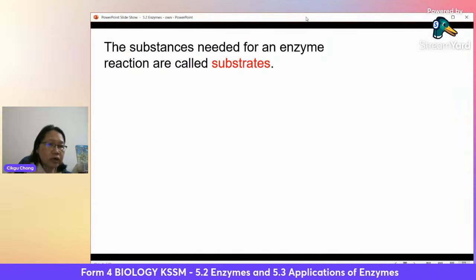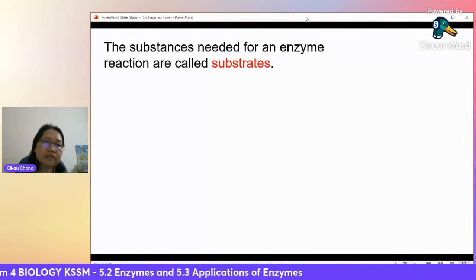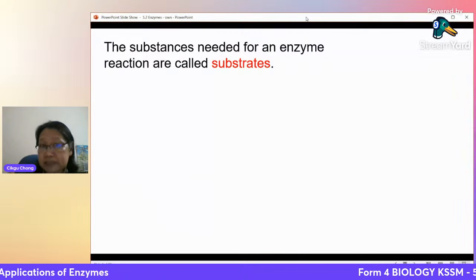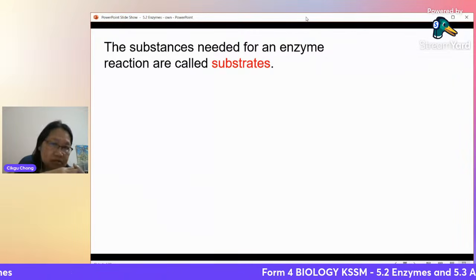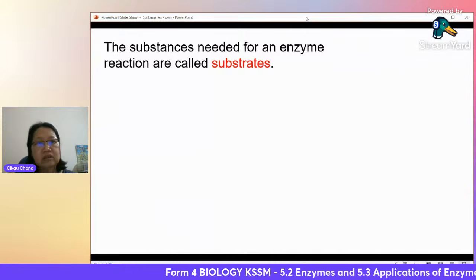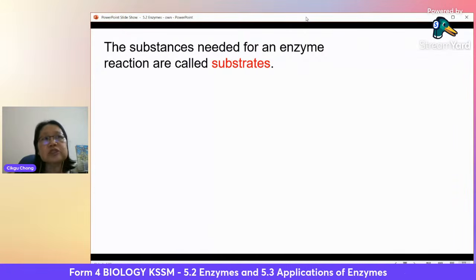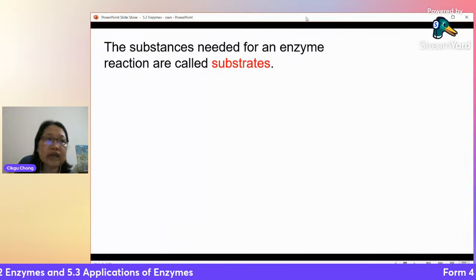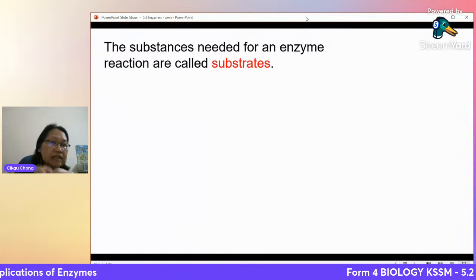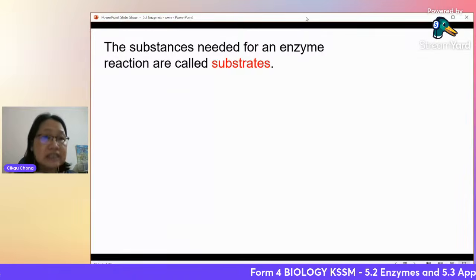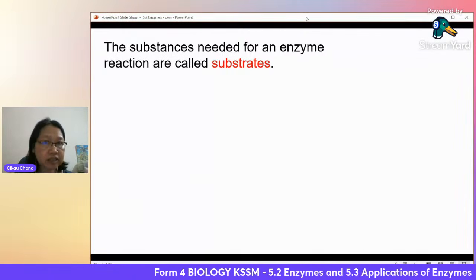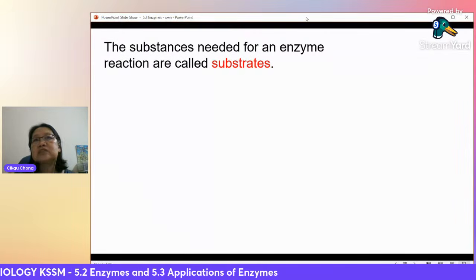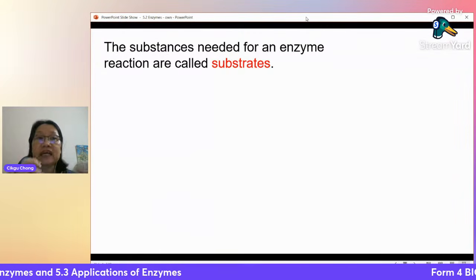Now, let's look at the terms. When you talk about enzyme, you will have another term called substrate. What is substrate? Substrate is the substance that will bind, or will be reacted upon by the enzyme. So the enzyme is to speed up certain chemical reactions. For example, A plus B, all right? So A is going to combine with B, but your enzyme works to make the reaction faster. So A and B is the substrate. Enzyme is the helper. Enzyme is something that helps to speed up the reaction between A and B.